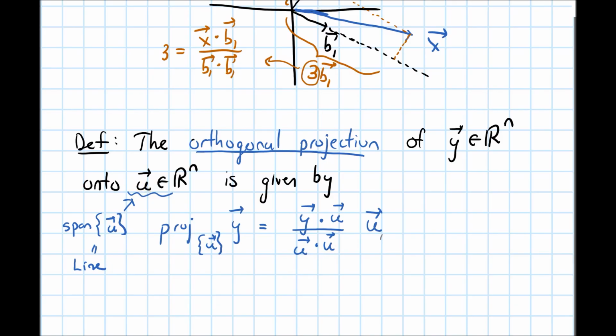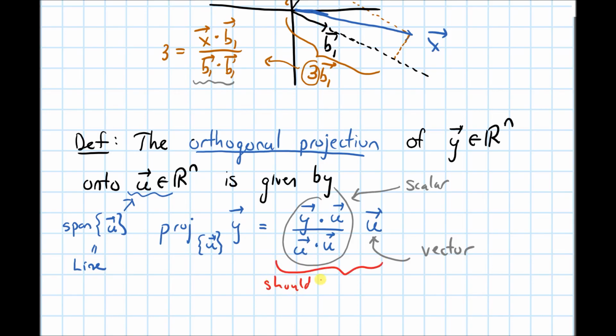Okay, and then breaking down this formula a little bit more. This fraction is the fraction that we saw here. And this fraction is going to represent a scalar, because after we take dot products, we get scalars. And this u that we have here is a vector. So we have a scalar being multiplied by the vector u. As a result, this entire thing should be in the span of u, because it's a multiple of u.